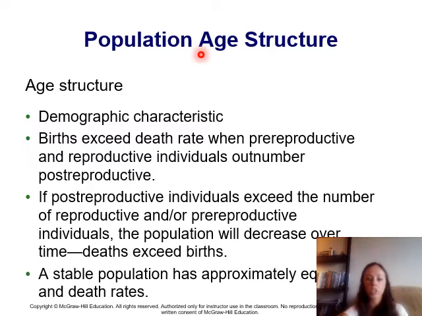If there are more children and adults in a population, then the population will grow because the birth rate will exceed the death rate. If there are more older people, then the population will decrease since the death rate exceeds the birth rate. If, however, there are an equal number of children, adults, and senior citizens, then the population will remain stable.